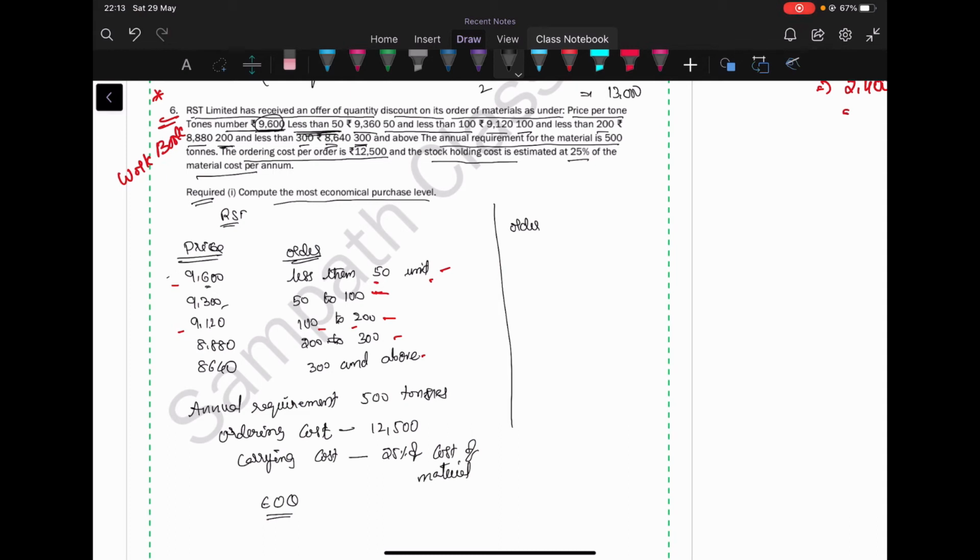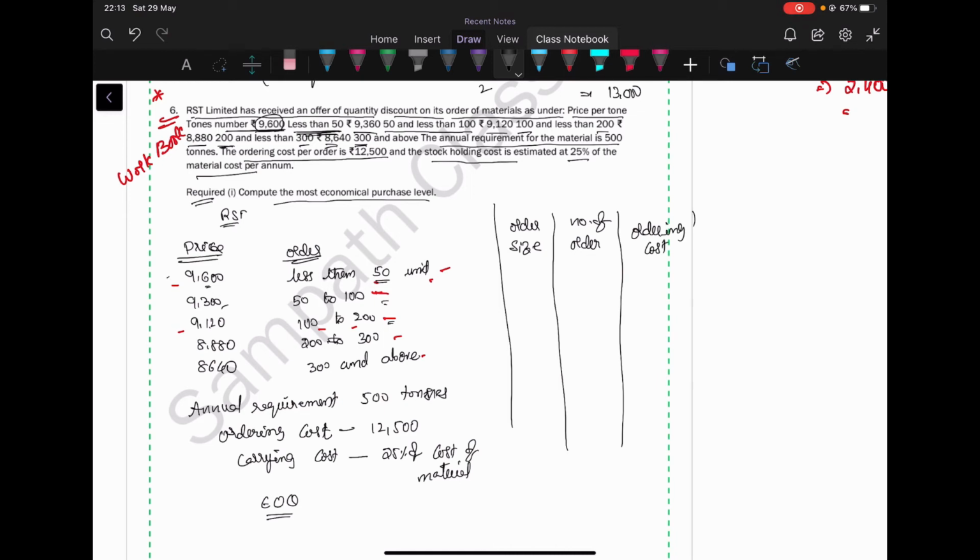What is the order size, in the sense you are placing the request between which slab? Order size, next one, order size is done. Number of orders, or else we will see in this way. Number of orders, how many times we are placing, and what is the ordering cost? Total ordering cost is how much?